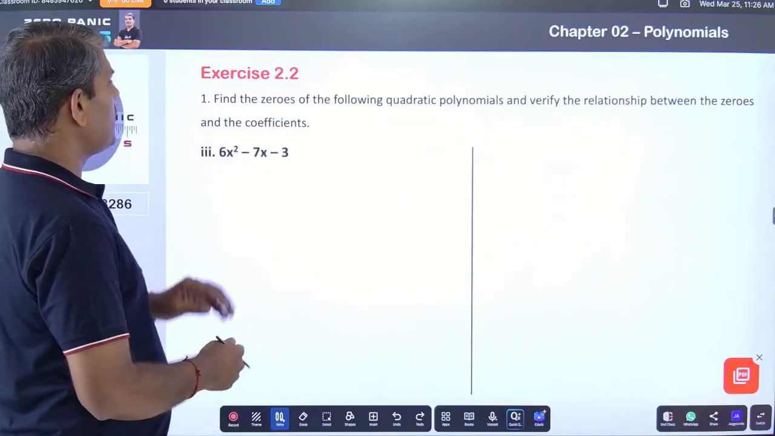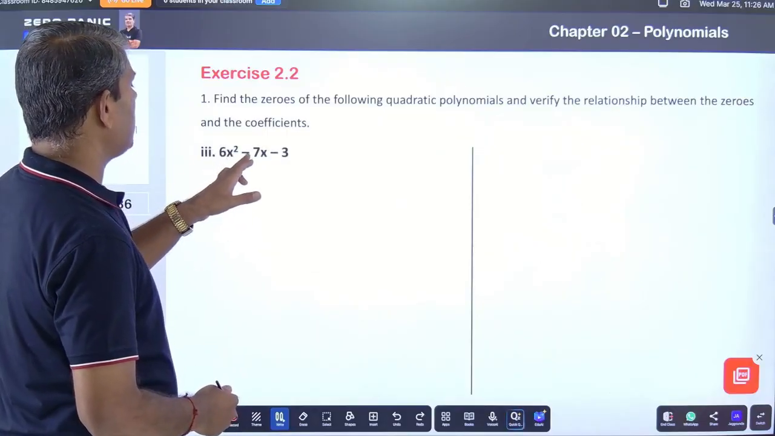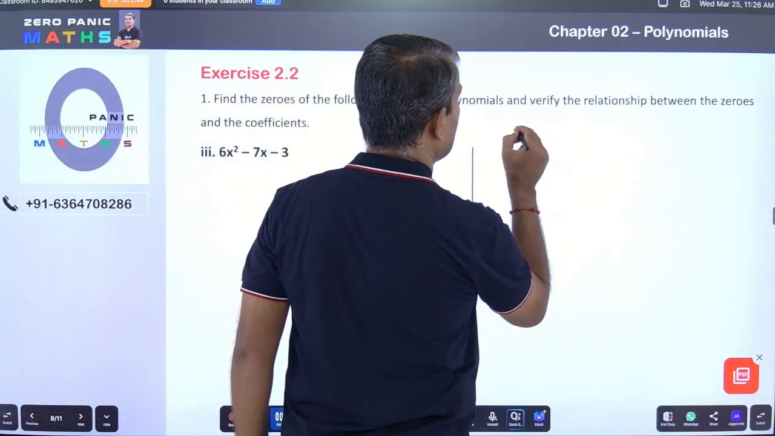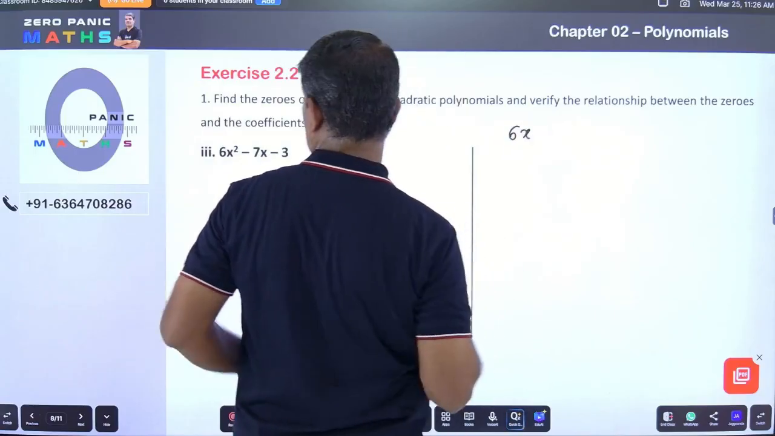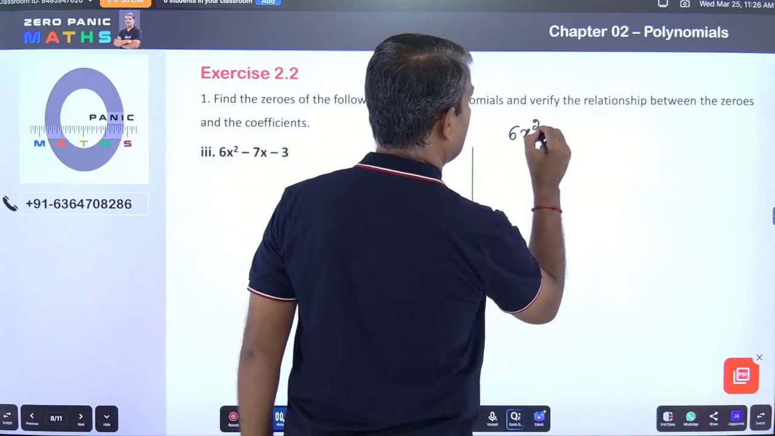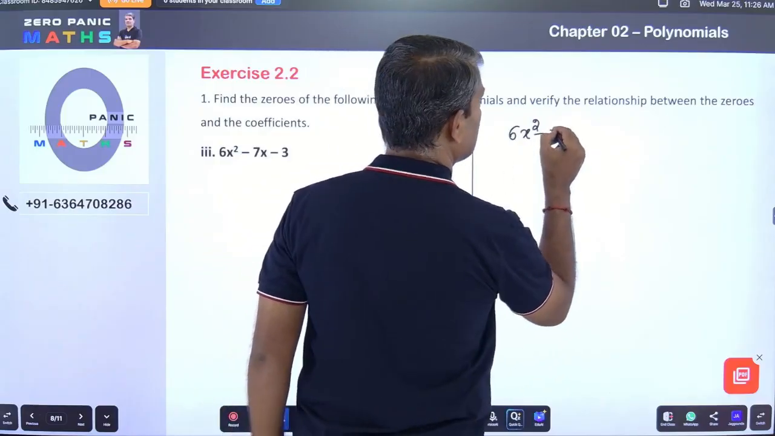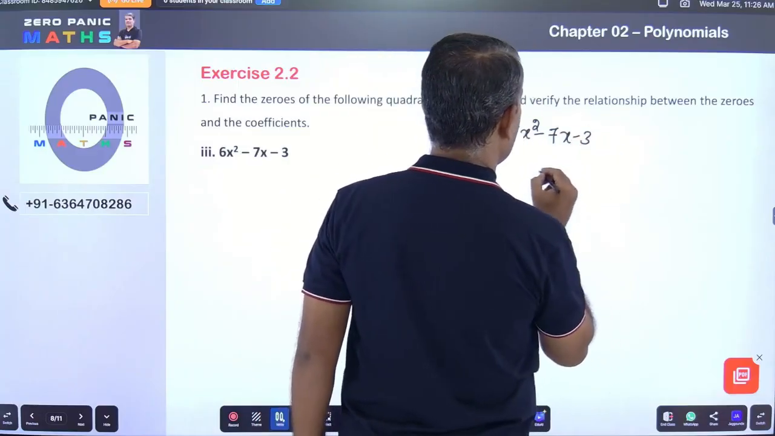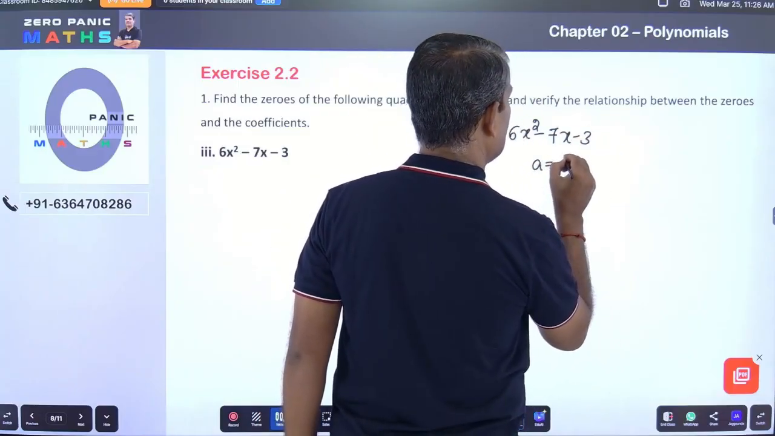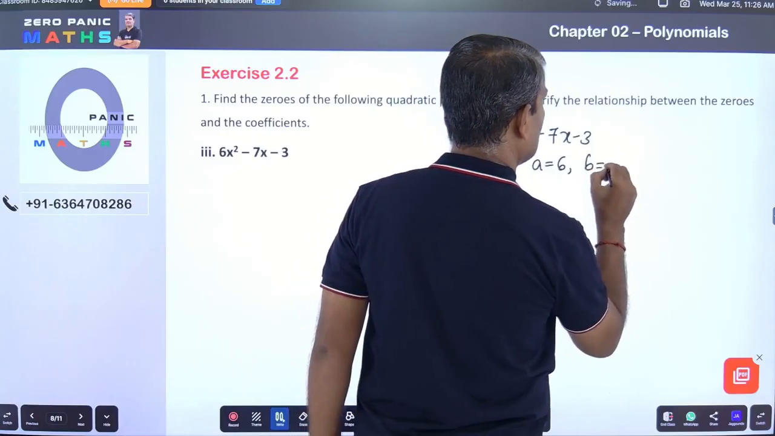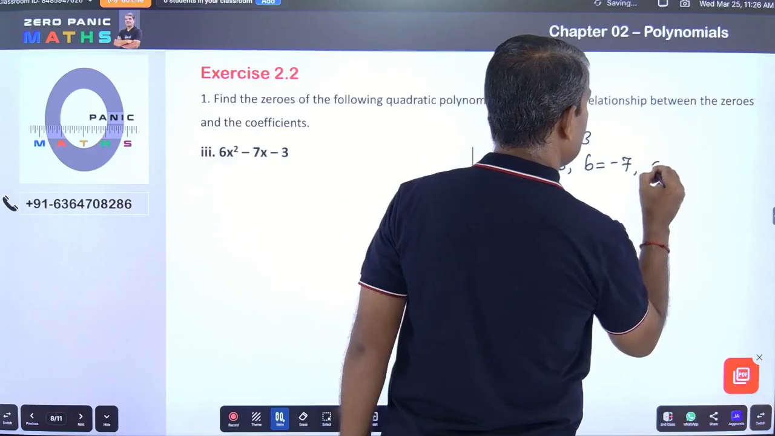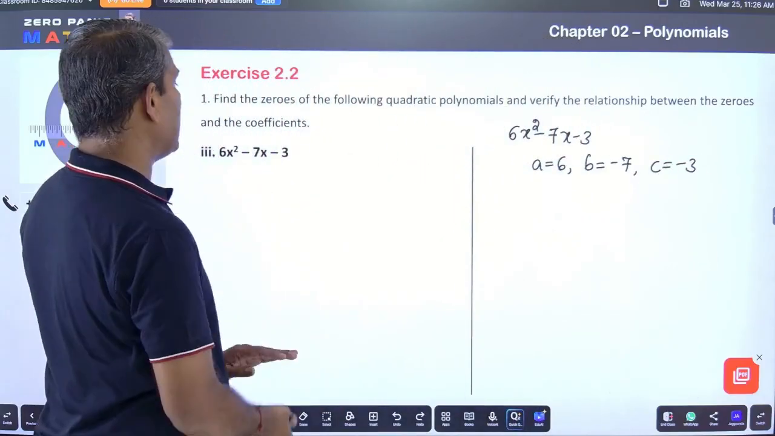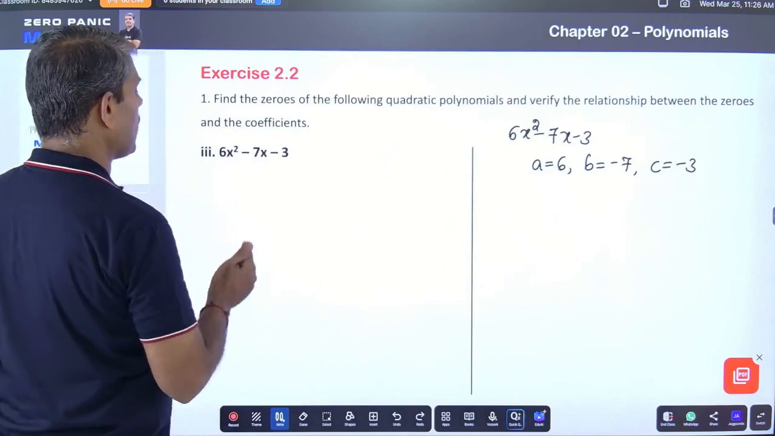Okay, now the next problem is actually 6x square minus 7x minus 3. Let me first write this equation here and write the coefficients so that we can verify it later. 6x square minus 7x minus 3. So in this way I have a equal to 6, b equal to minus 7 and c equal to minus 3. Okay, let us keep that aside and go on solving the problem first here.